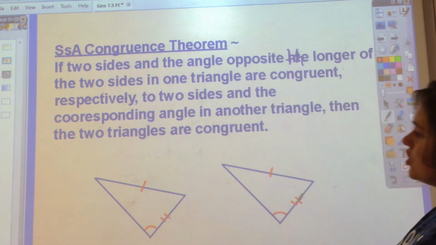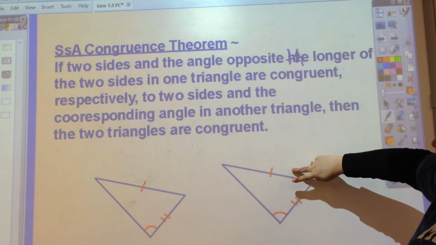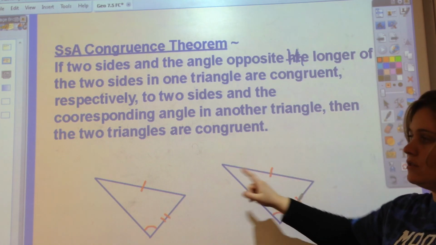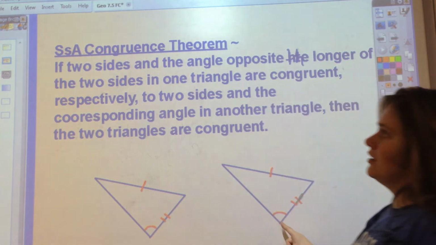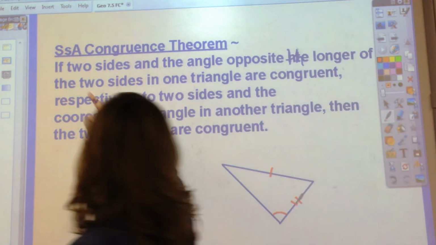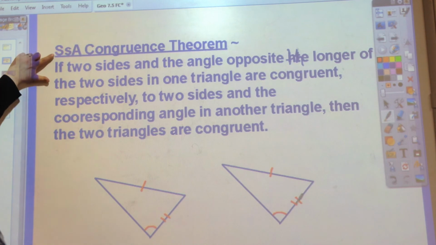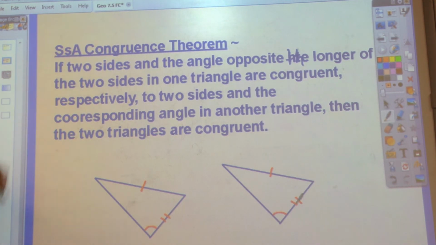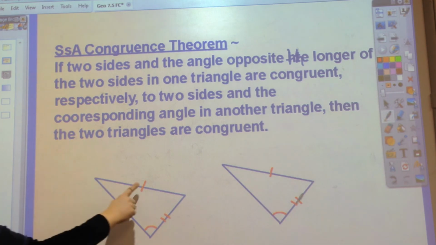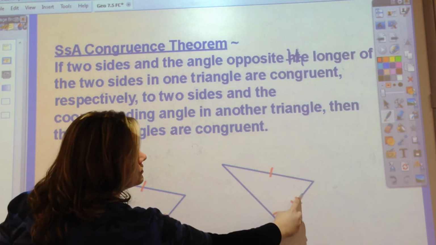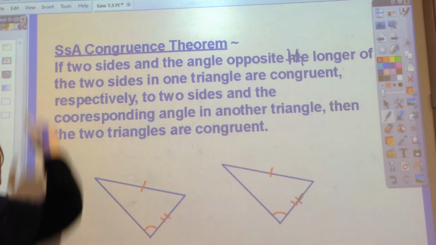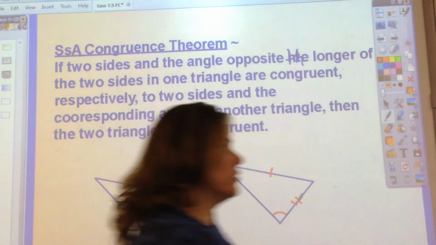notice that of these two sides, this one is obviously the longer of the two. And I know the angle opposite the longer side. So I make this a big S because the longer side has to be across from the angle. And notice if you look at your triangle, you have big side, little side, angle. Big side, little side, angle. And so that's the order it goes in your congruence theorem.